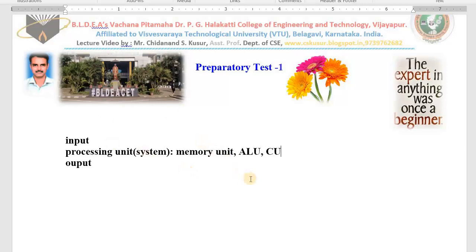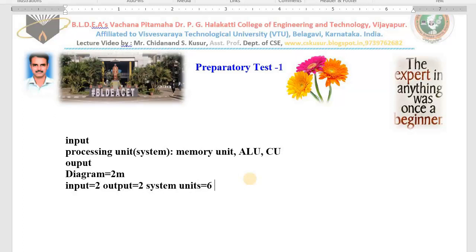And if you draw the diagram, you may get 1 mark. With labeling, you may get 2 marks. Okay, draw the diagram and label it. And if you explain input unit, you may get 2 marks. And if you explain output unit, you may get 2 marks. And if you explain the system unit, you may get 6 marks.